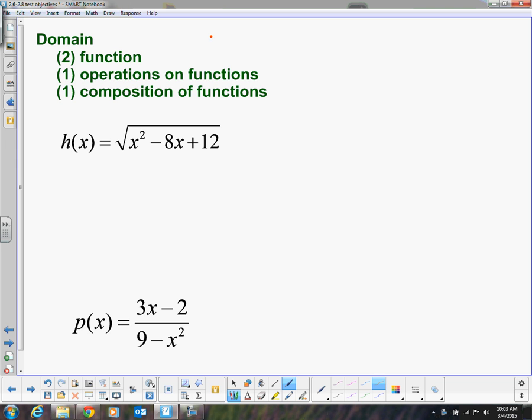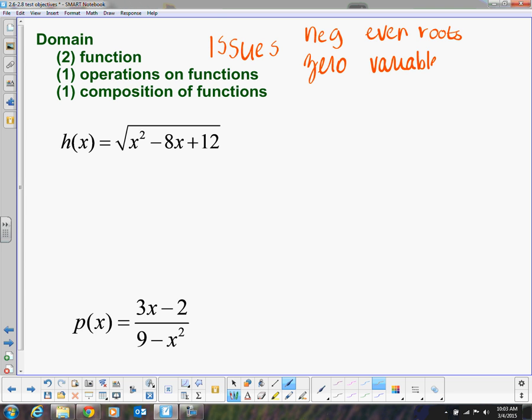There are two types of issues, and two types of issues only. There are negative issues, and there are zero issues. Negative issues are even roots. Your zero issues are variable in the denominator. So this should be easy to identify. We take care of even roots. We have to do a table only for evens. For the zero issues, we take care of it using parentheses.